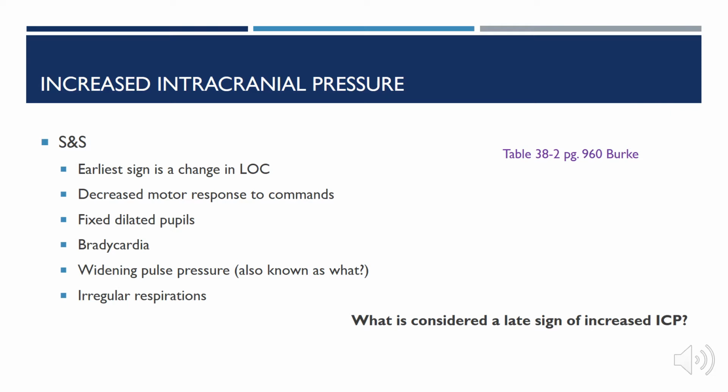So you need to know what is considered a late sign and what is considered an early sign for the level of consciousness, okay? So, what is considered a late sign? If you think about our late signs, are going to be more severe. So the most concerning thing is that widening pulse pressure, which is Cushing's triad.